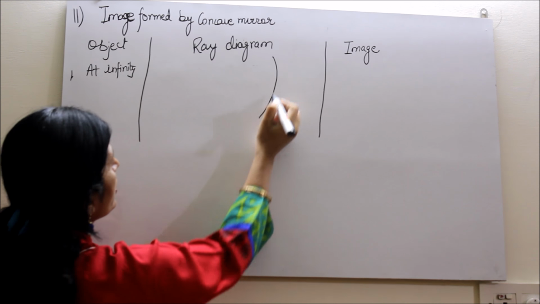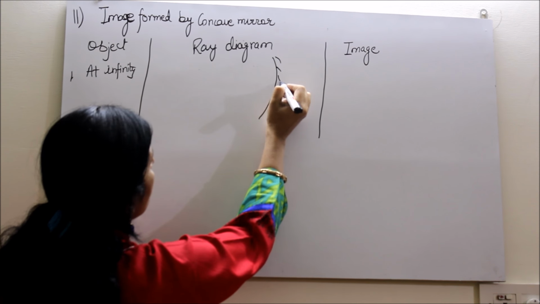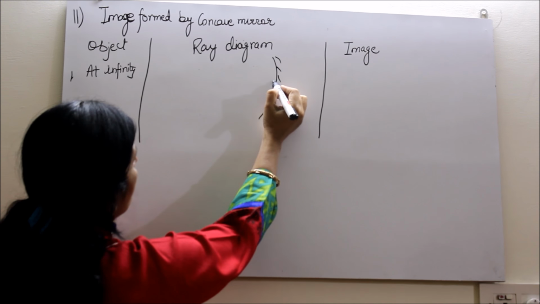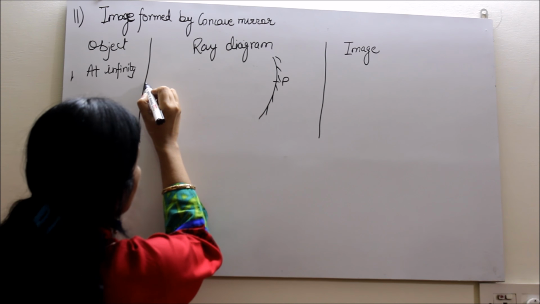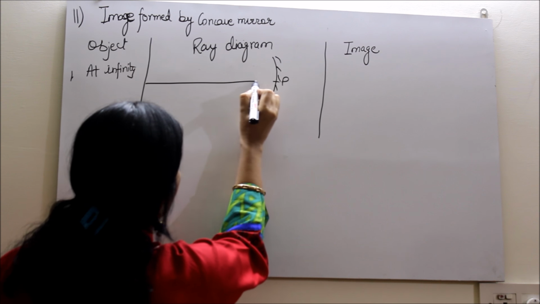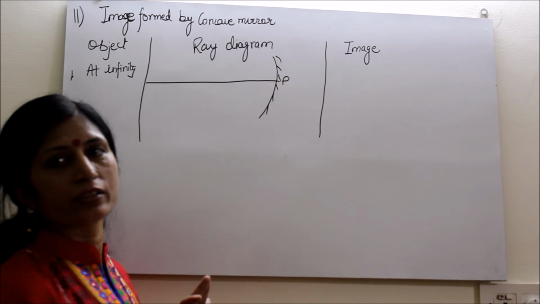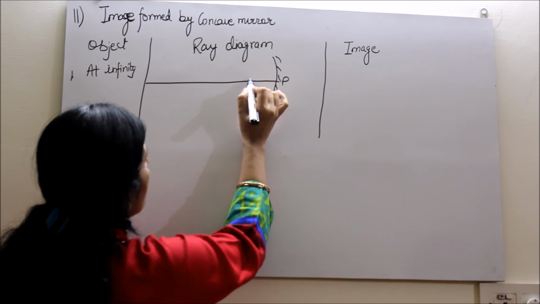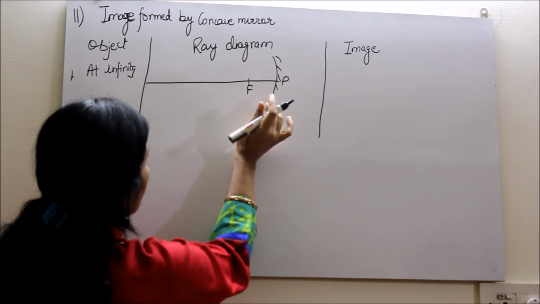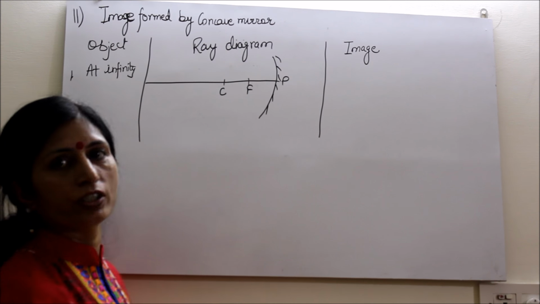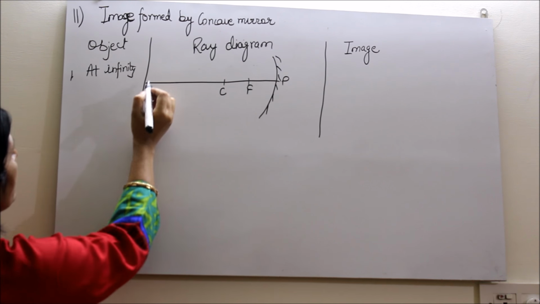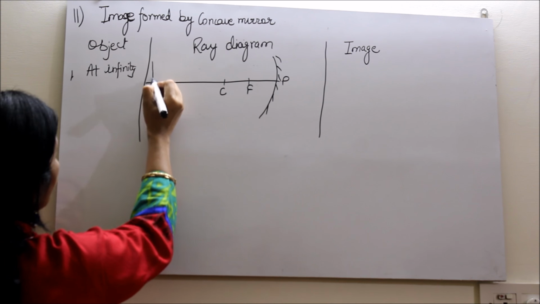Let us draw a concave mirror. Draw the pole, center of the mirror, and draw the principal axis on it. Focus and the same distance center of curvature. Let us take the object at infinity.